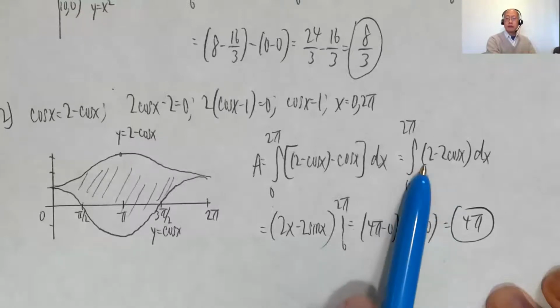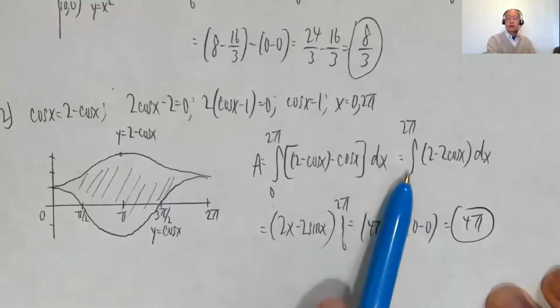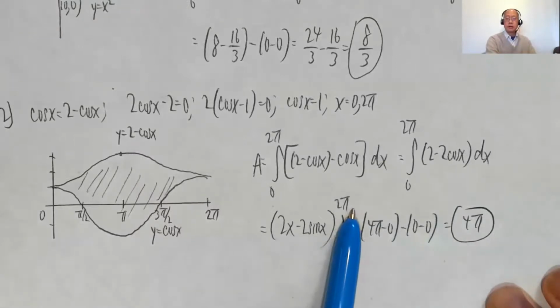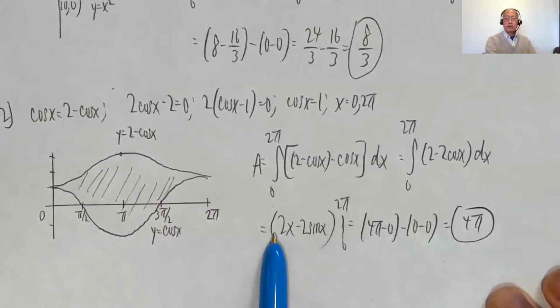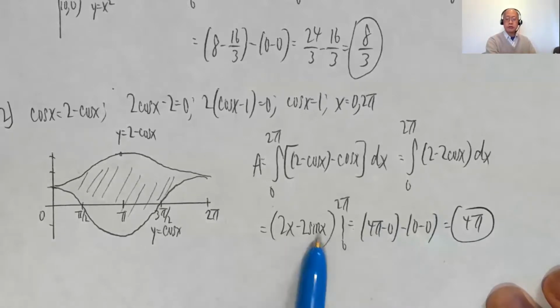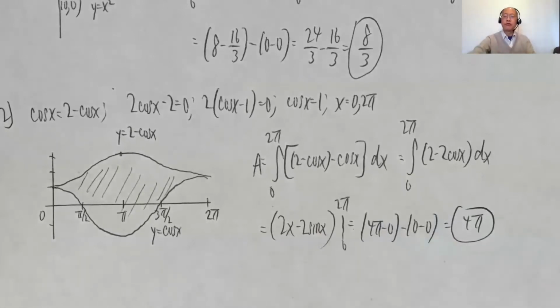All right, so I integrate. Integral of 2 is 2x. Integral of negative 2 cosine x is negative 2 sine x, from 0 to 2 pi. Plug in 2 pi. 2 times 2 pi is 4 pi. Sine of 2 pi is 0, so that's 0. When you plug in 0, you also get 0. 2 times 0 is 0. Sine of 0 is 0. So that's nothing, that's nothing, that's nothing. So the final answer is simply 4 pi.